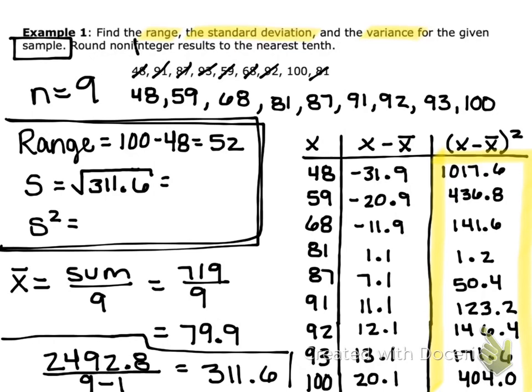Which is 17.7. Question for you. If I take the square root of 311.6 and I square that square root, what happens? They cancel each other out. So our variance is just that sum of the squared deviations.